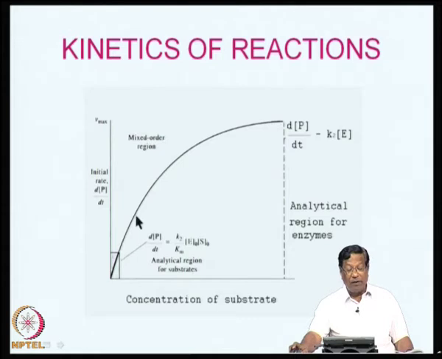In this area, mixed order, that is neither first nor second, some mixture of the reactions will be occurring. So, analytically, the region of interest would be in this range, where the response is linear, and this is the analytical region for enzymes. One axis is concentration of the substrate and the other is initial rate, dP by dt. This is how they are plotted.